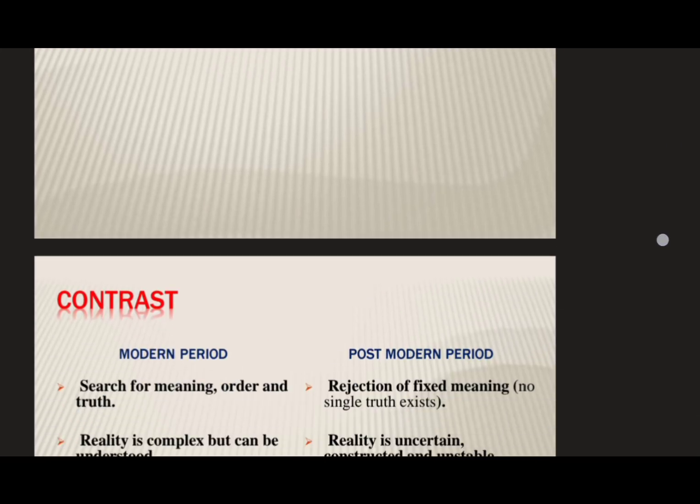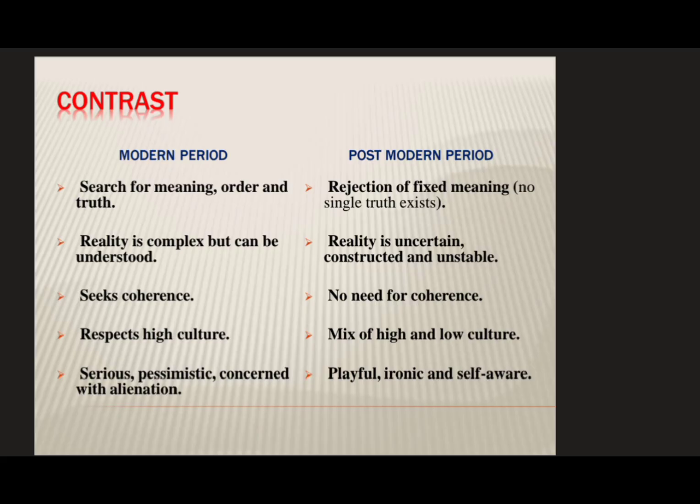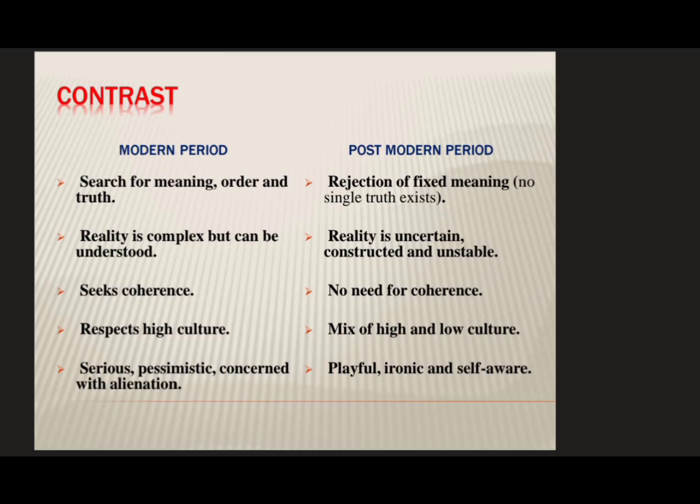If we talk about the contrast between the modern period and the postmodern period, we have various points here. The first is that modern literature was in search of meaning, order, and truth, whereas the postmodern period rejected fixed meaning. Hence, it said no single truth exists. As we know, during the modern period, there were two world wars. So people had the trauma of war and disillusionment, and they were in constant search of meaning, order, and truth. But by the time they came to the postmodern period, they started rejecting a fixed meaning, and they said that no single truth exists.